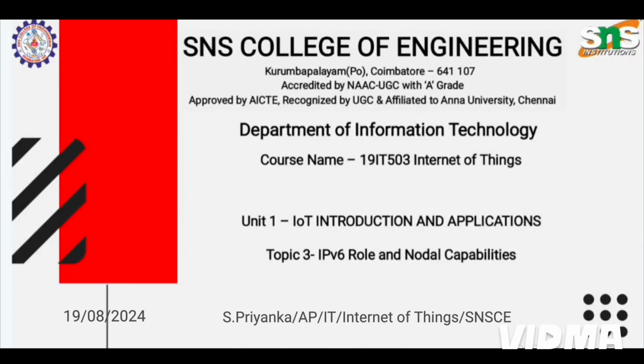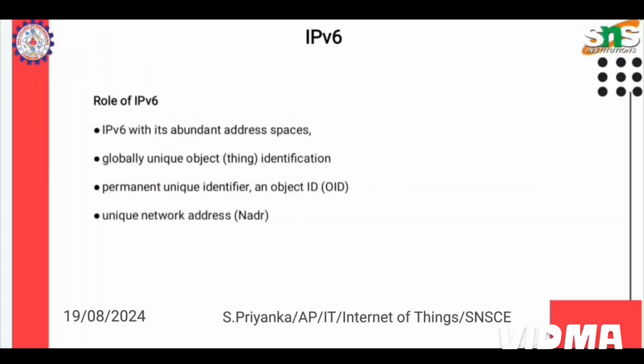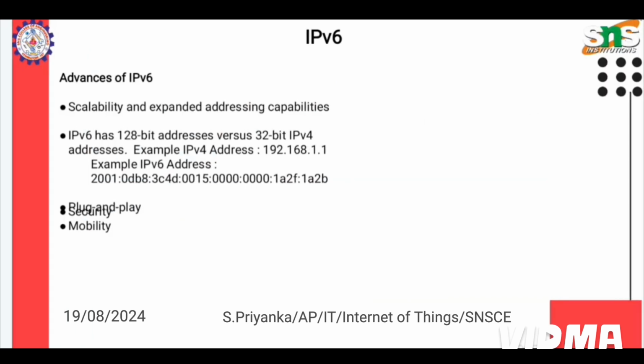Today in my lecture series we are going to see about the IPv6 role and nodal capabilities. Last class we saw about IPv6. Let's see the role of IPv6. IPv6, with its abundant address space, is a globally unique object, that is, thing identification. It is a permanent unique identifier of an object, that is, OID. It is a unique network address. These are the main things of IPv6.